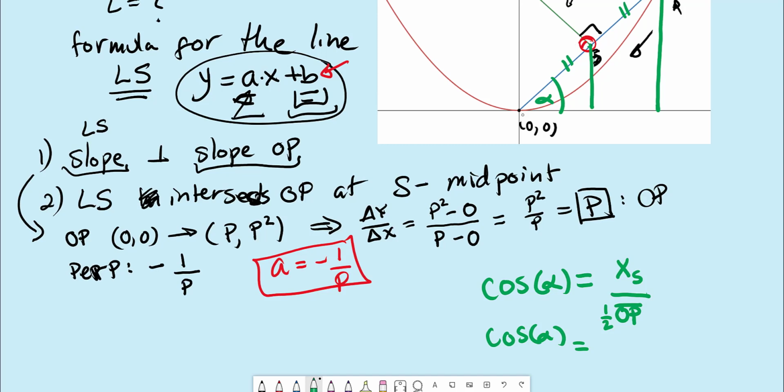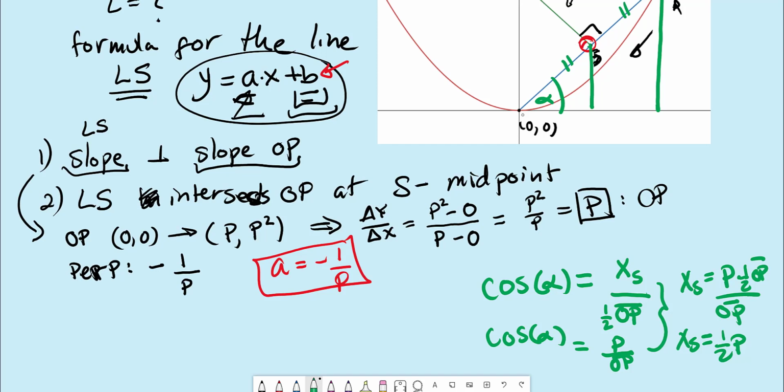On the other hand, cosine alpha also equals the x value of the point P, which is just P, divided by the total length, which is OP. Now, if we compare these two, then we get XS equals P times half OP divided by OP. So the total is that XS equals half P. So we know that. Now how do we find Y?